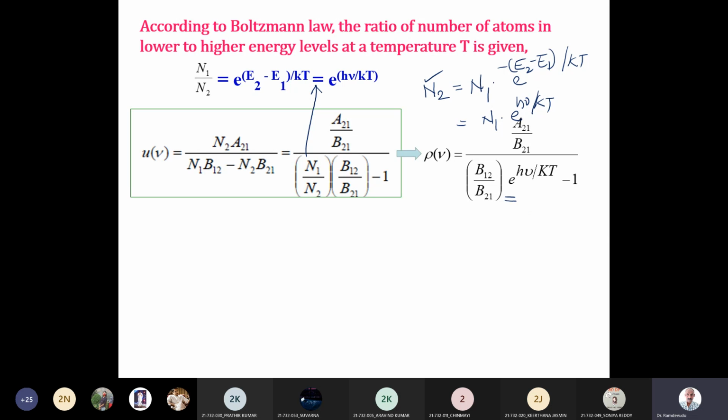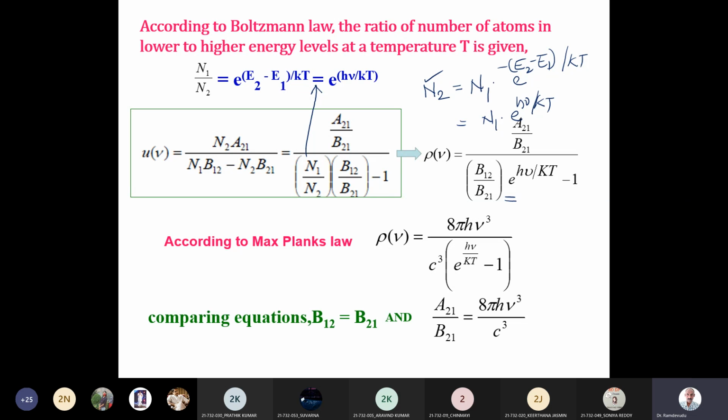If I substitute it further and simplify it, according to the Max Planck equation, this is the rho equation. If I equate them, I'll get these conditions. That means B12 is equal to B21, and this is equal to this.